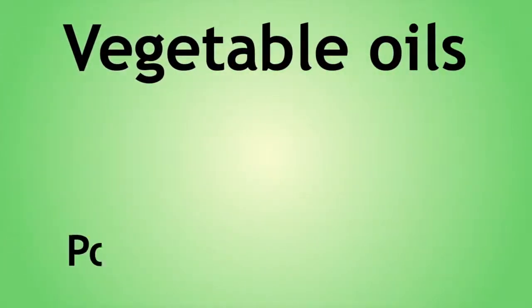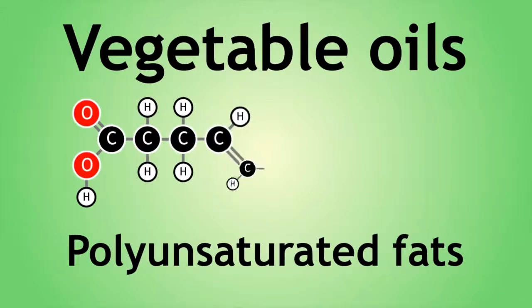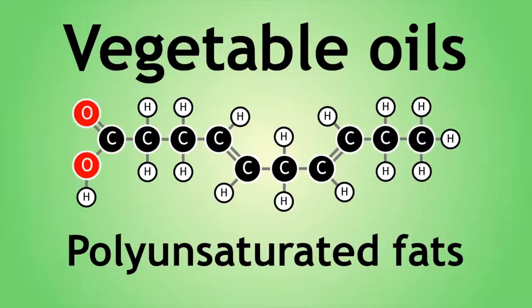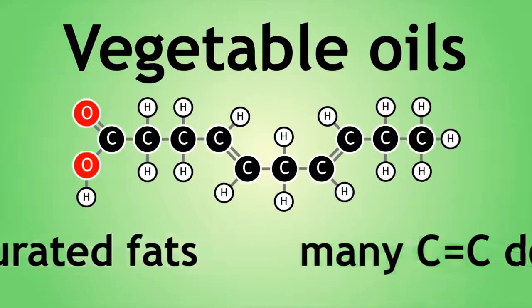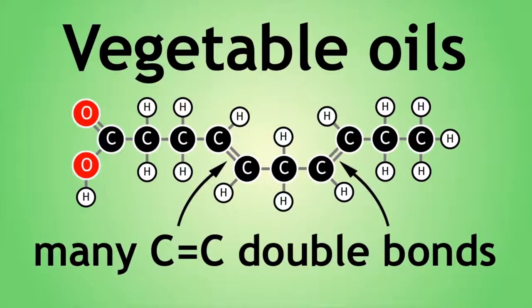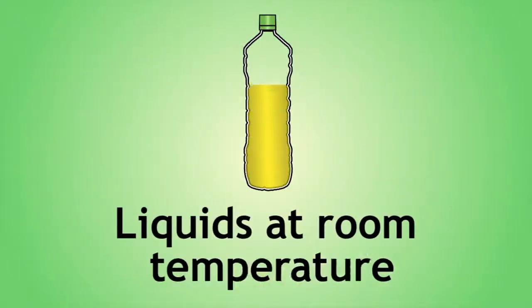Vegetable oils are polyunsaturated fats. You may be familiar with the term unsaturated to describe the presence of carbon-carbon double bonds within a hydrocarbon structure. So a polyunsaturated fat will have many carbon-carbon double bonds within its structure. These fats are normally liquids at room temperature.